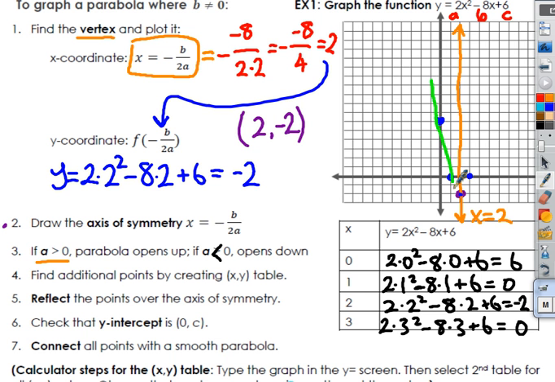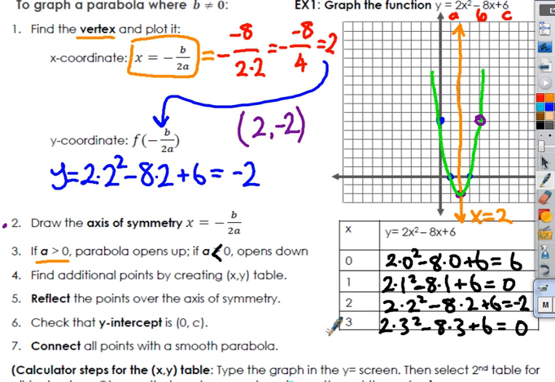As I know that the parabola is symmetrical by the axis of symmetry, if I have one point on one side of the line, I can make the same point on the other side as well. So I can put another point right here, so I will have matching points.